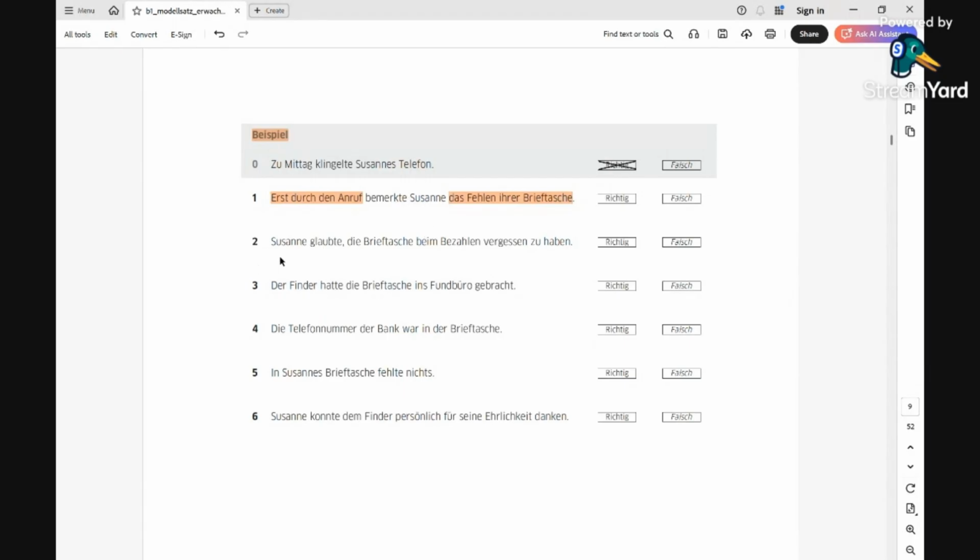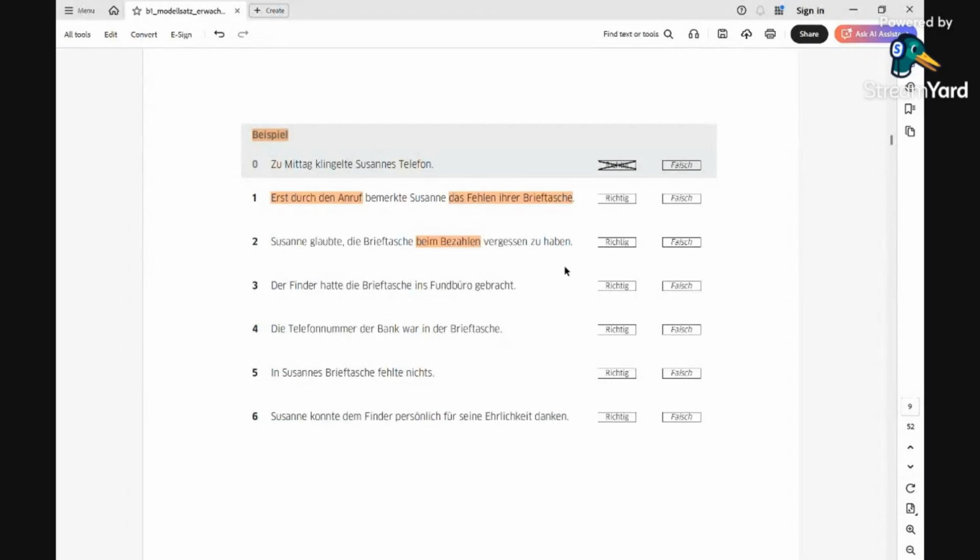Nummer 2. Susanne glaubte, die Brieftasche beim Bezahlen vergessen zu haben. So here I'm going to underline beim Bezahlen. So this is a place, okay? So places are normally very important keywords because they help you find answers in the passage. It's easier to locate places than any other thing. So beim Bezahlen is while paying, okay?